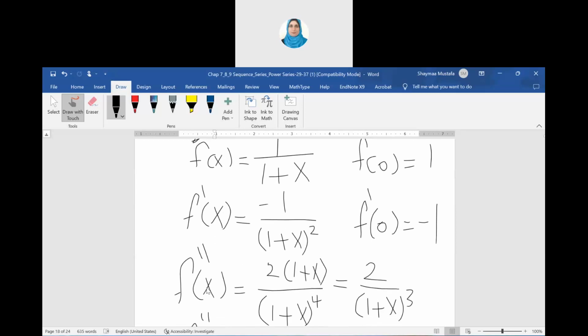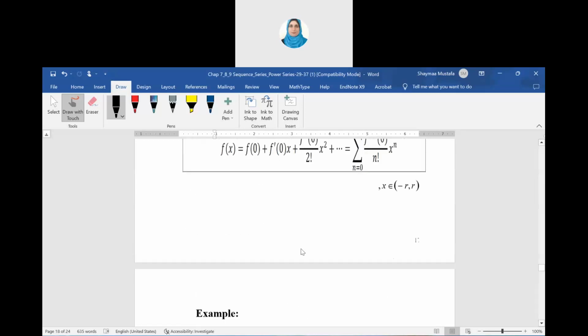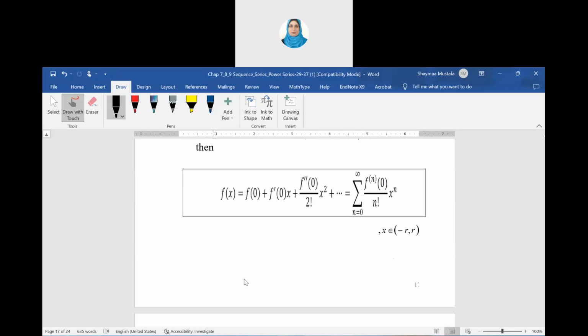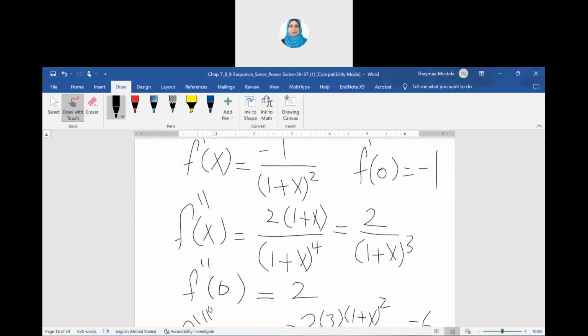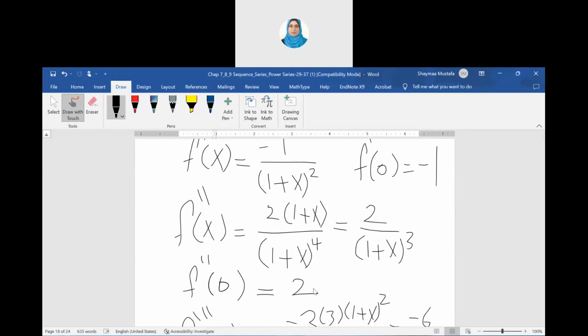Now, the second derivative of f at x. You need to calculate it to find the third term. So differentiate this function again. You have the derivative equal to 2 over (1 plus x) cubed. Calculate it at 0, so it equals 2.